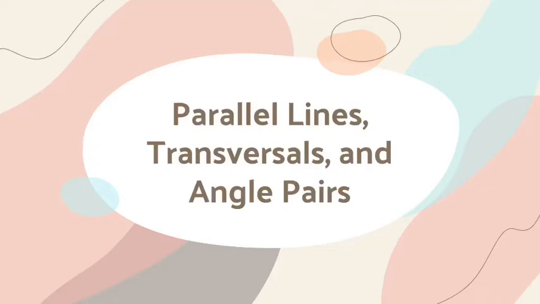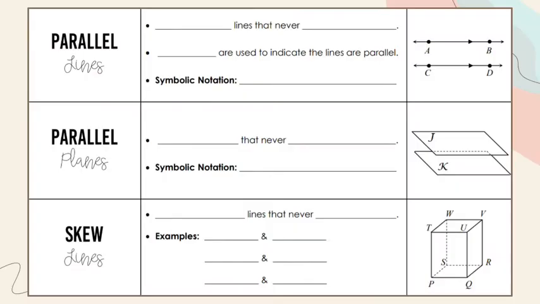Today's video is about parallel lines, transversals, and angle pairs. Parallel lines are coplanar lines that never intersect. Arrows are used to indicate that the lines are parallel. You can see those arrows here and here.